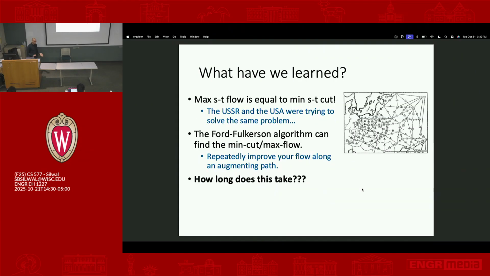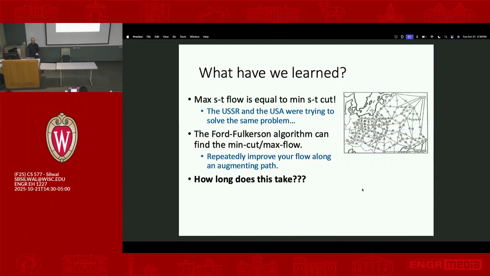Yeah, so the cool thing is, right, these two sides are actually trying to solve the same problem, but in slightly different ways, okay? One was trying to find the min cut, the other was trying to find the max flow. Lo and behold, they were actually trying to find the same quantity, okay? That's cool. And again, the Ford-Fulkerson algorithm can help you find the max flow and the min cut, okay?